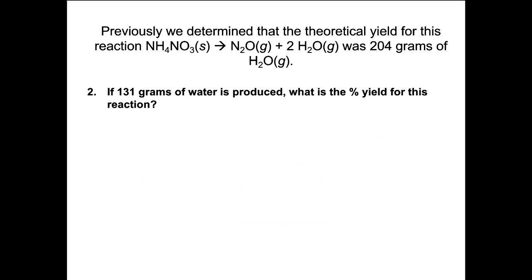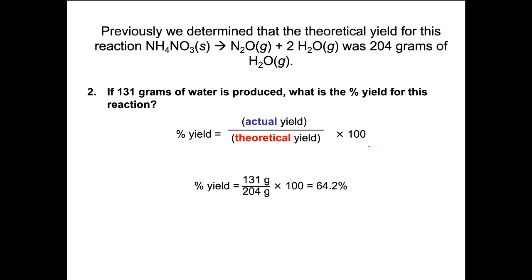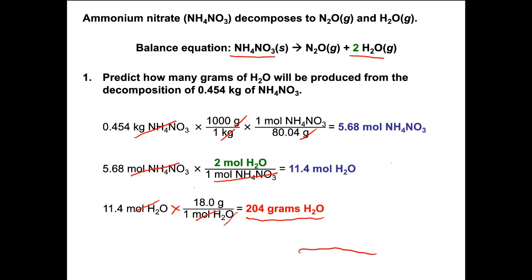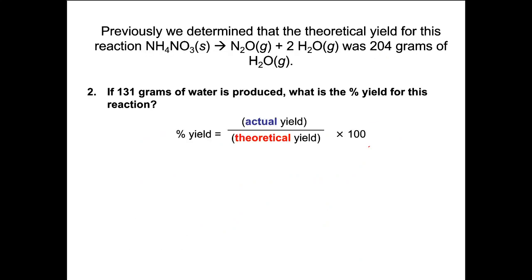Part 2 asks us to calculate the percent yield. They said, what if we produce 131 grams of water? What's the percent yield? So we need to remember our percent yield equation. Our percent yield is equal to the actual yield divided by the theoretical yield times 100%. In this case, remember what our theoretical yield was. 204 grams was our theoretical yield.